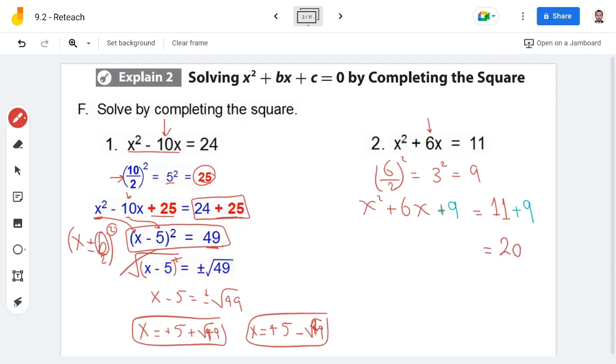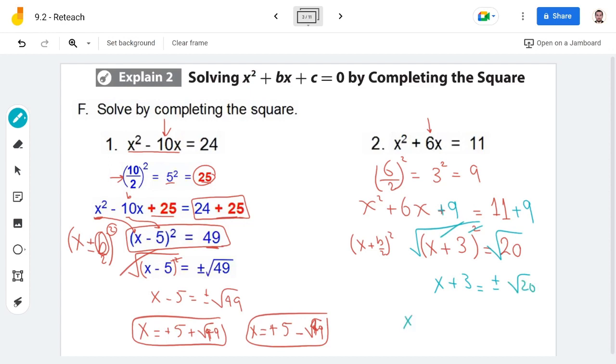And I told you the square, it will be x plus b over 2 squared, right? So my answer will be x plus 6 over 2, which is 3, to the power of 2. Now factor this one, solve this one. So square root for both sides. So you cancel this 2 out. So x plus 3 equal positive or negative square root of 20.